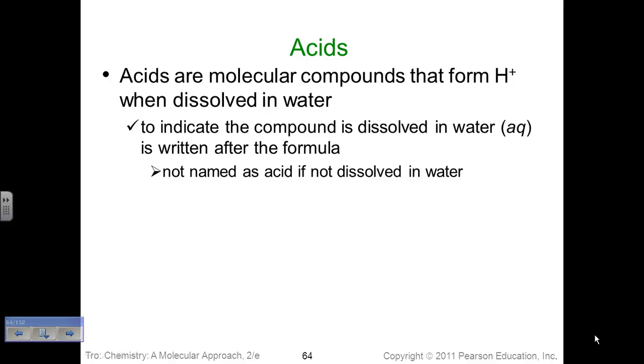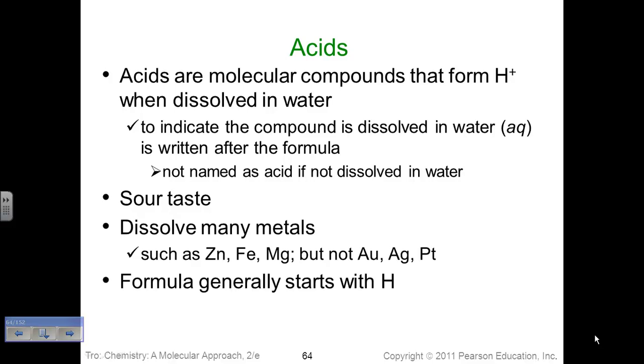So acid chemistry and base chemistry are all solutions. We do not name them as an acid if they are not dissolved in water. Only if they are AQ for aqueous, dissolved in water, will you hear the acid name. Just some chemical properties about acids that make them unique from other families.